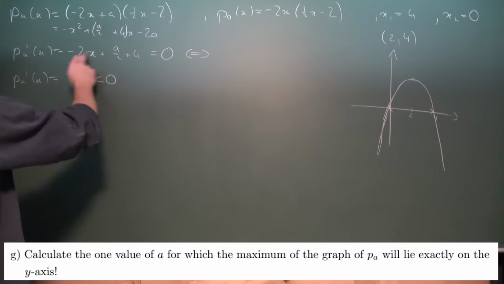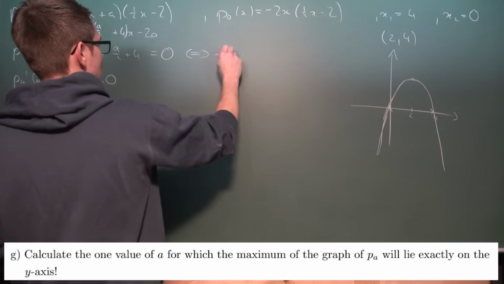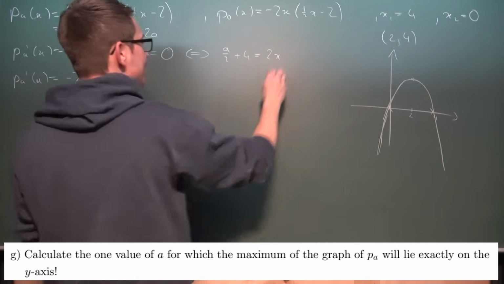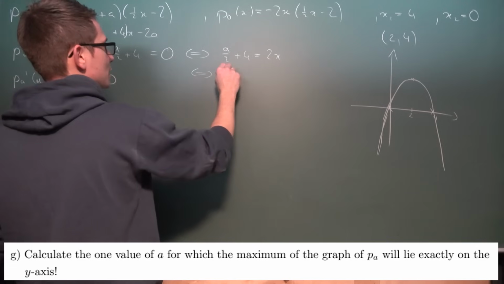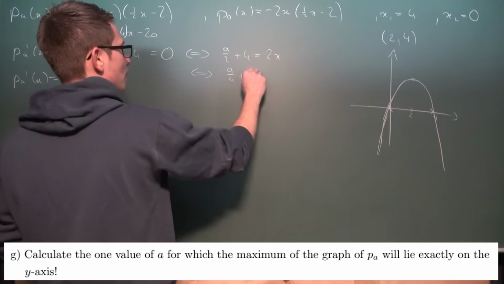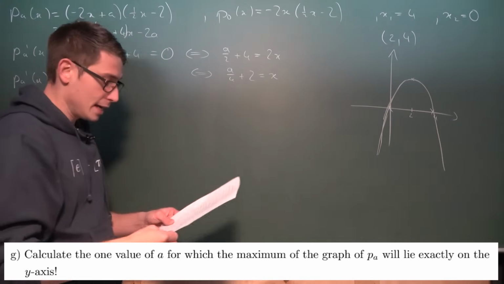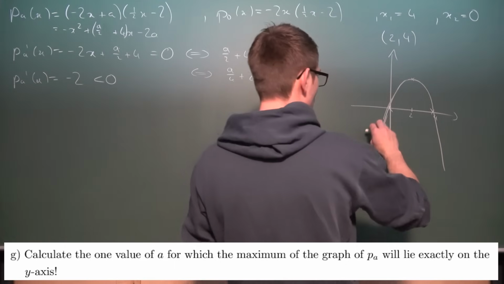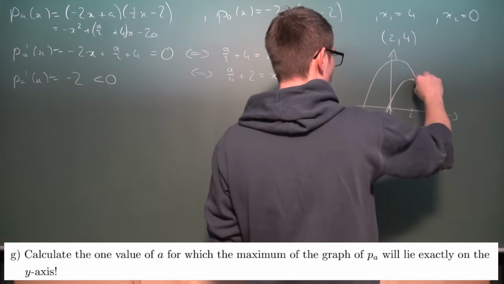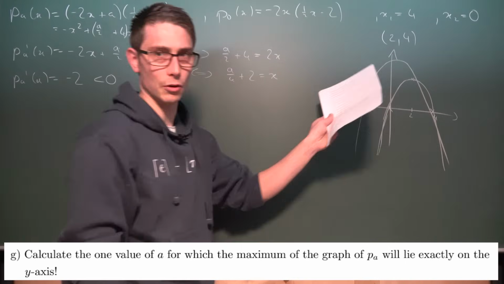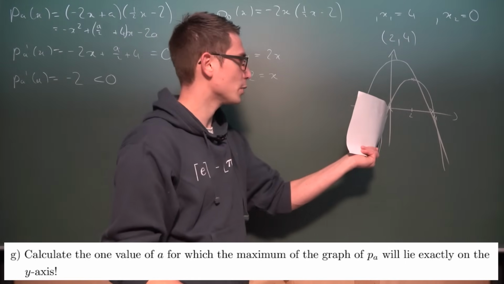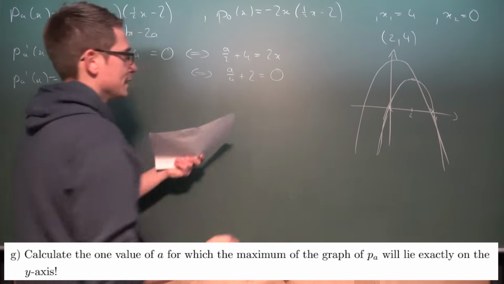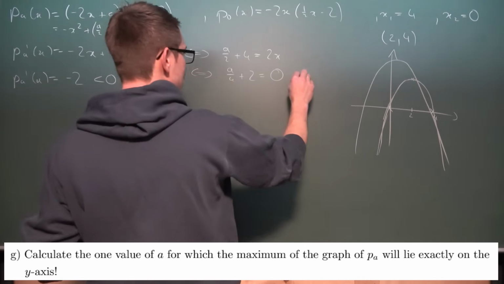So we can solve this part right here. We are going to get that a over 2 plus 4 is the same as 2x. Dividing both sides by 2 is going to give us that a over 4 plus 2 is equal to x. And the last exercise asks, when is our maximum right here? Somewhere on the y-axis, exactly on the y-axis. And this always happens when x is equal to 0. So when is this equation right here equal to 0?